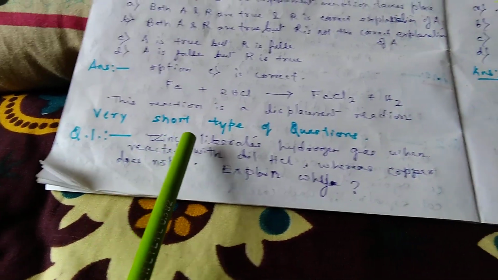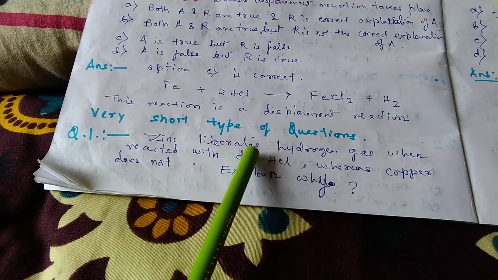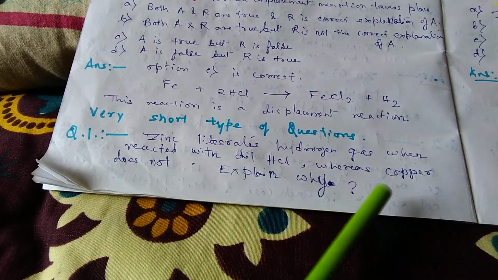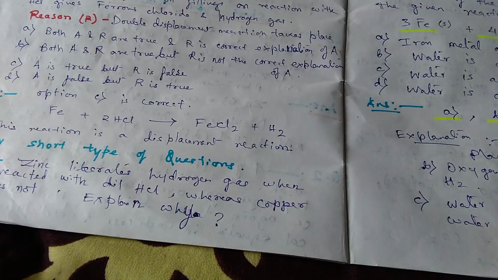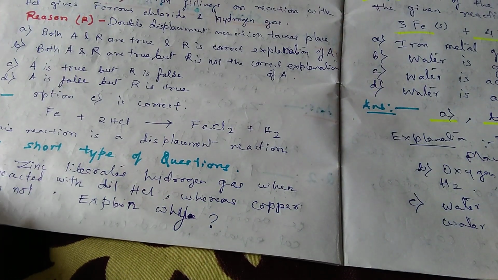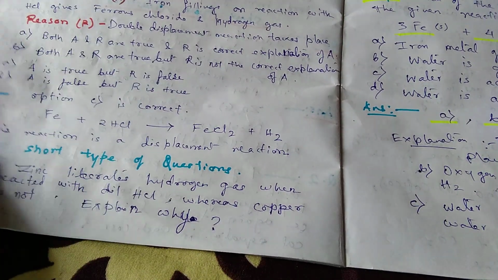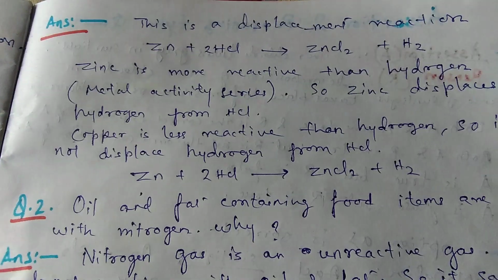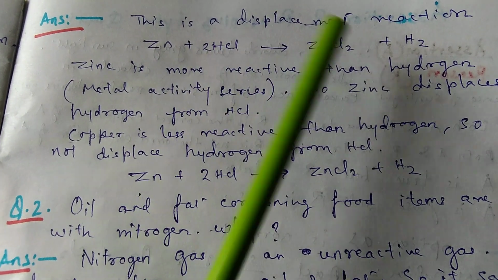Now the next type of question is the very short type of question. First question here: zinc liberates hydrogen gas when reacted with dilute HCl, whereas copper does not. Explain why. We know that zinc and copper both are metals. Zinc can liberate hydrogen gas from HCl, but copper does not. Why? Because zinc on reacting with dilute HCl can displace hydrogen from dilute HCl and form zinc chloride.